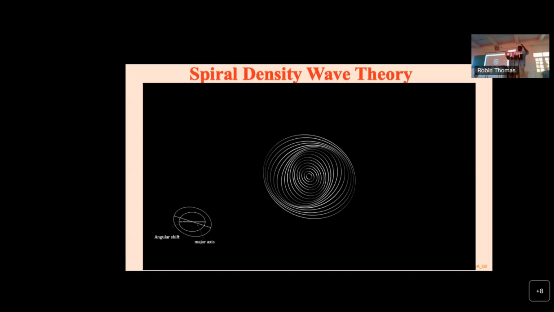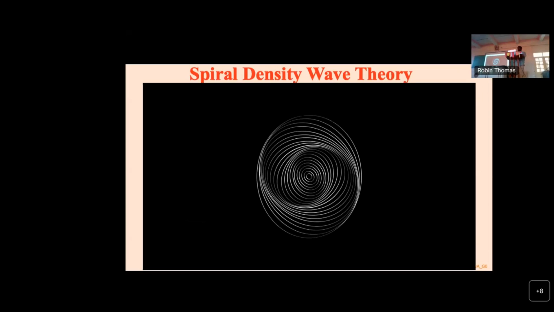Whatever we talked about is a grand design spiral. You can see only two defined spiral arms. There are multi-armed spirals, which have more than two arms, and there are flocculent spirals. There are spiral arms, but we can't distinguish them separately. So that's another topic.